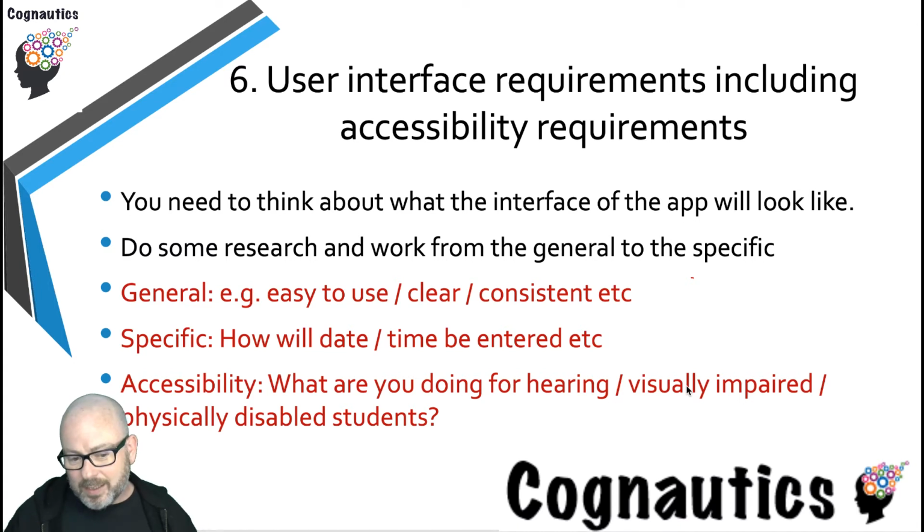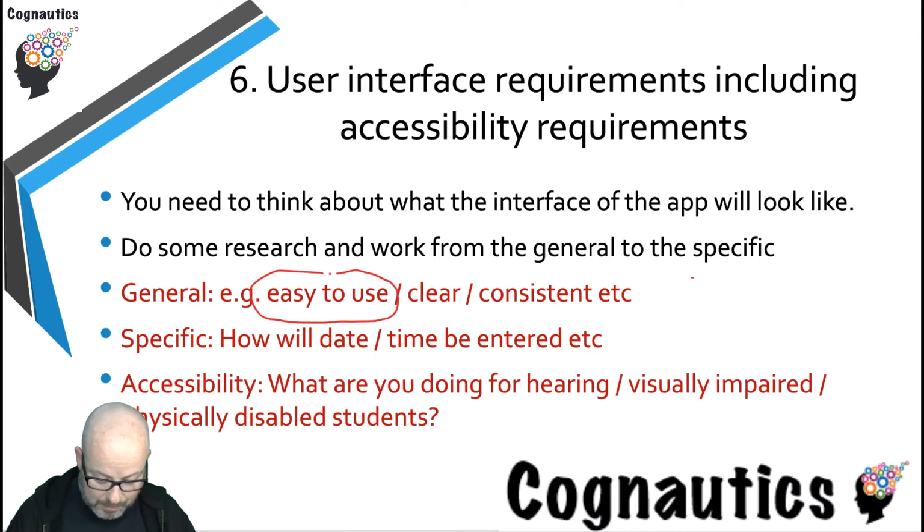You then need to talk about the general plan that you have. For example, your interface needs to be easy to use. And this is a bit like you writing a manifesto of what your app is going to look like. It is going to be clear. It is going to use the colours that Justin likes. It is going to be simple to use. It's going to be intuitive. You're going to have a consistent theme.